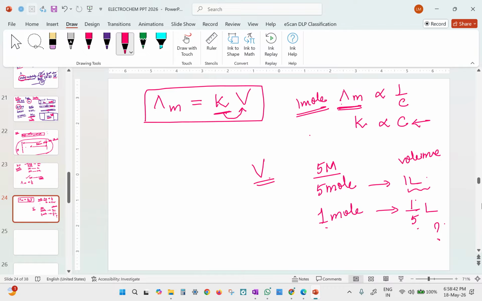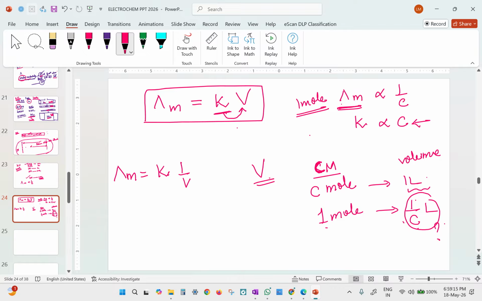Any doubt? Supposing this is C, the concentration. Then can we say C moles come from 1 liter? So 1 mole will come from 1 by C liters. So this is the volume expression. So what can we do? Can we put it as lambda is equal to kappa times 1 by V? Yes, 1 by V.